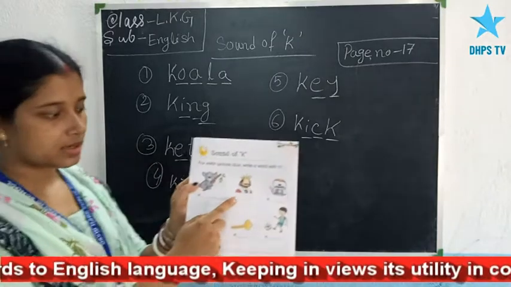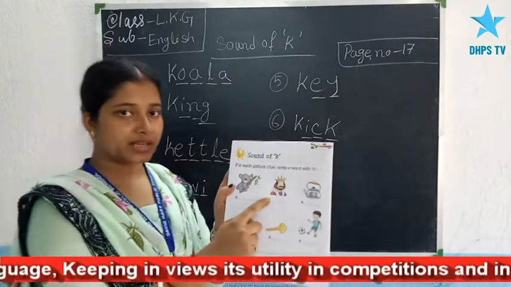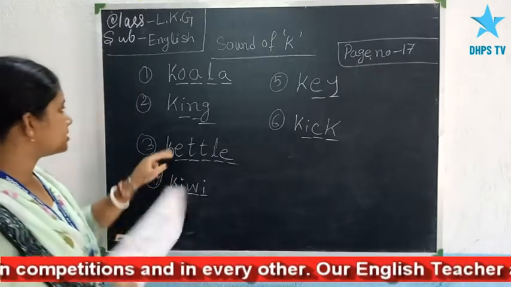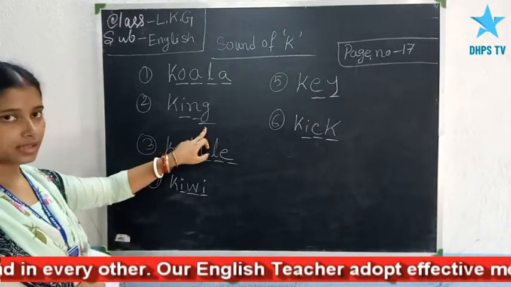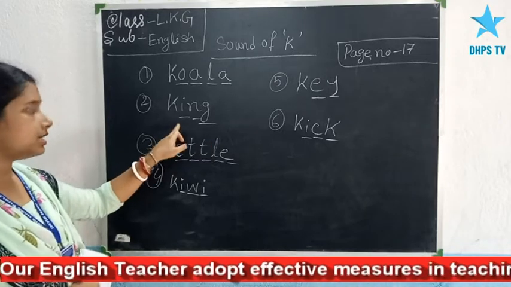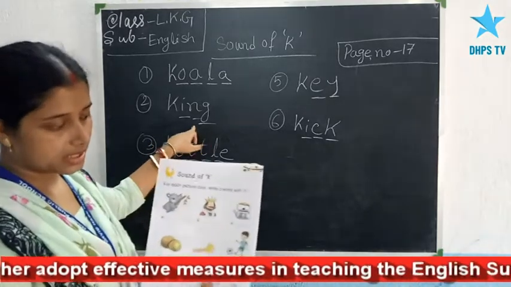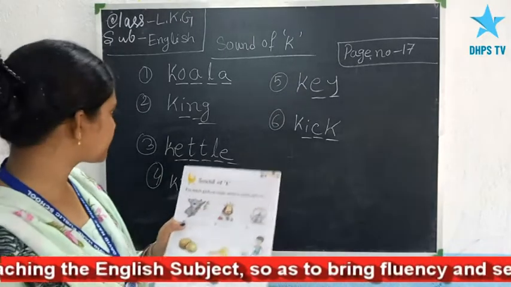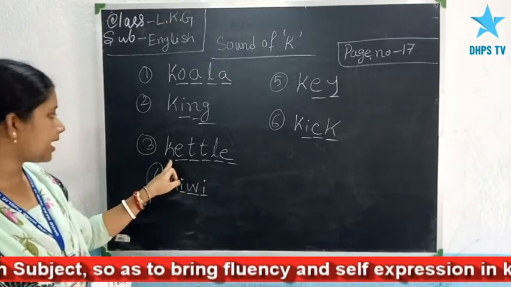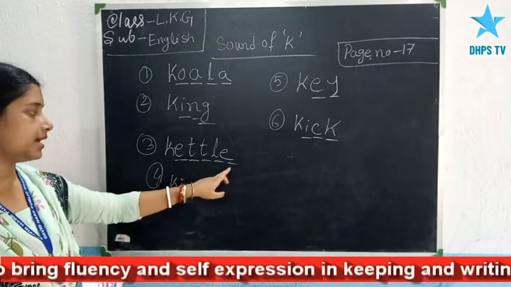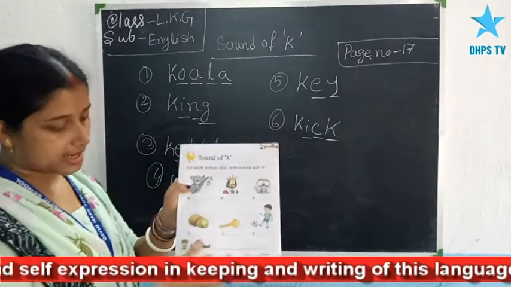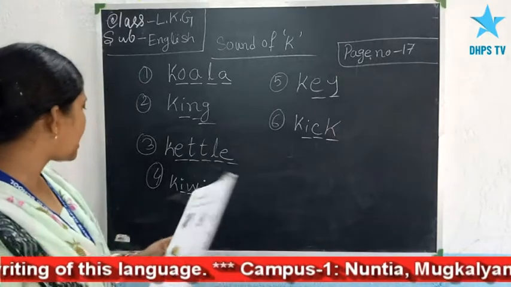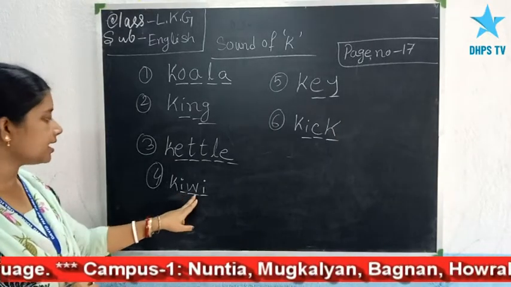Next, number 2. The picture is of a king. K-I-N-G, king. And you have to write the letters in your book. Then the third picture is a kettle. Here is the spelling: K-E-T-T-L-E, kettle. And number 4, the picture is of a kiwi, and the spelling is K-I-W-I.